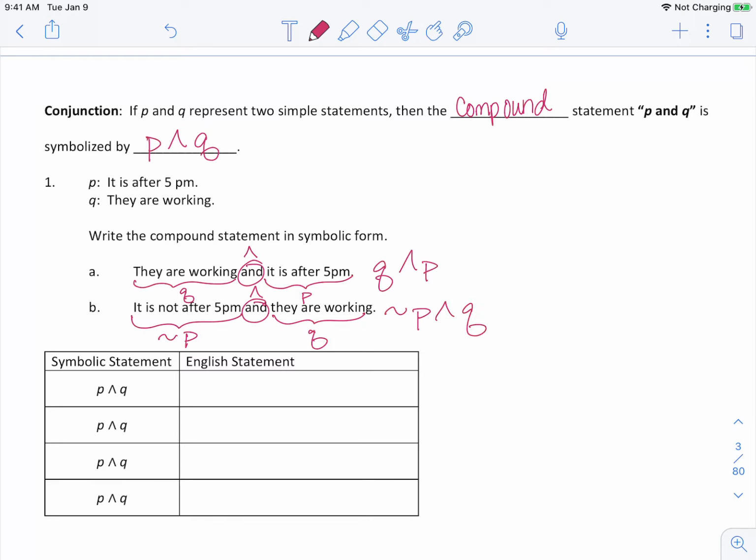Now, different ways that we can say this and in English, the first way we talked about is this represents P and Q. You could also say this as P but Q. You could say this as P yet Q. Or you could also say P nevertheless Q. Okay, any of those four English statements all represent the conjunction P and Q. It's just a variety of ways of saying it.